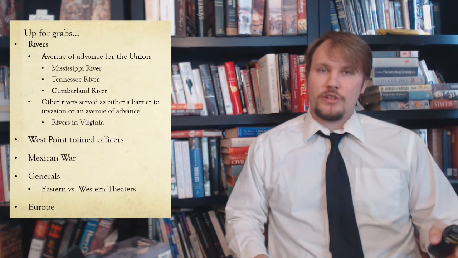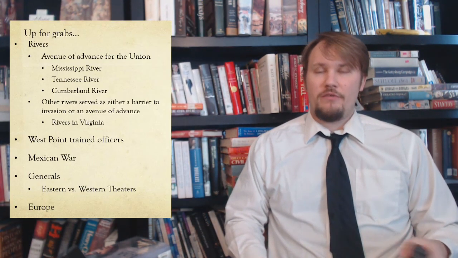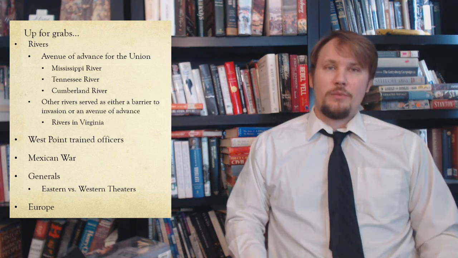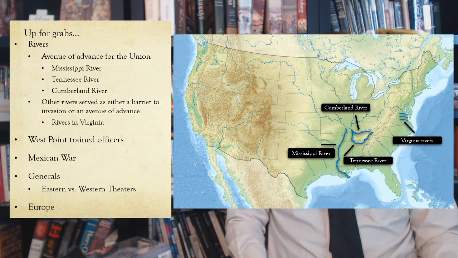Some rivers were a toss-up as to whether they would be an advantage or a disadvantage. Some rivers would turn out to be advantageous for Union armies. The Mississippi River and then the Tennessee and Cumberland rivers supported the Union because they were oriented north and south, and they could be used as avenues of invasion for the Union armies with their gunboats.